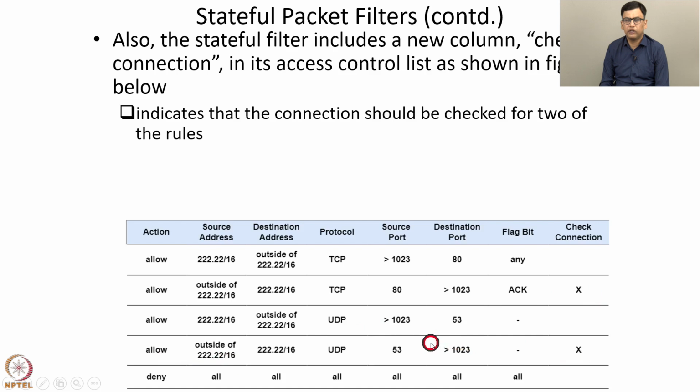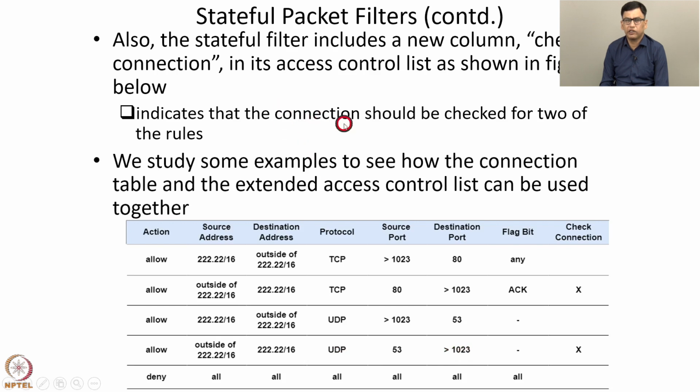That is, the firewall should consult the connection table, which stores the list of active TCP connections, and check whether this packet belongs to an active TCP connection or not. The check connection field is marked only for packets which are sent from hosts outside the network to hosts inside the network. So this corresponds to responses of the web server to the host inside the network, and this corresponds to responses of the DNS server to hosts inside the network. So these should be checked.